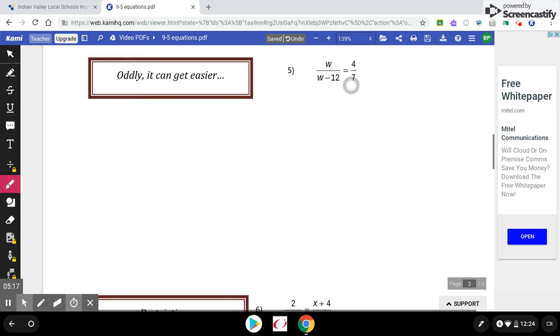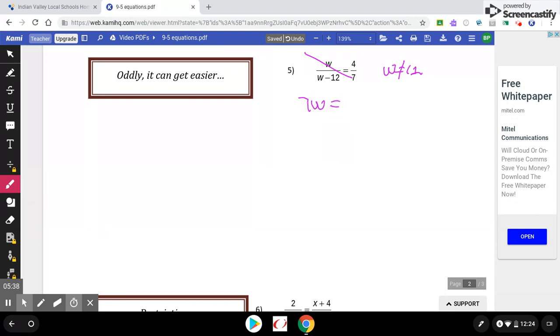All right, in the box for the next problem, it says, oddly, it can get easier. I know you're not buying that, but 2 fractions instead of 3 this time. 2 fractions, we're allowed to cross multiply. So yeah, it's going to make it a heck of a lot easier. So hey, let me write this down, and I haven't been doing it right away, and I should. I can't have 12 for an answer. If w equals 12, I get 0 on the bottom. So just to make sure that we know that.